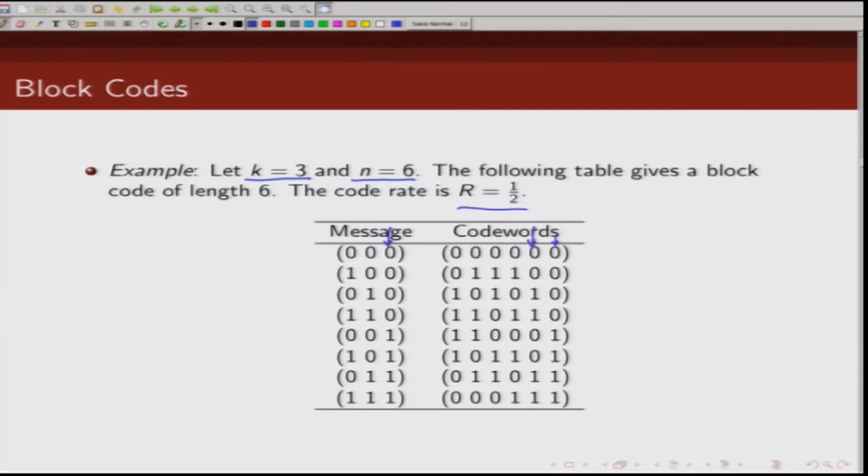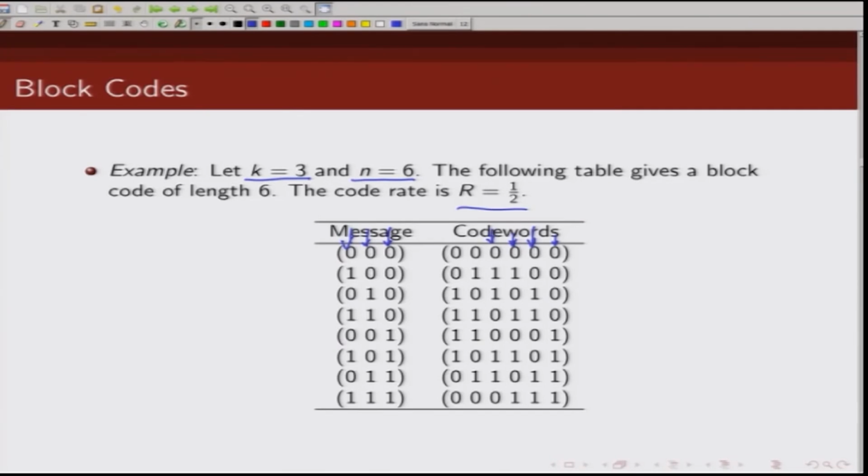Similarly, look at this one. This column is the same as this column, 0 0 1 1 0 0 1 1, and this column is the same as this column. So in other words, this bit of the code word is the same as this bit of the information sequence, this bit of the code word is the same as this bit of the information sequence, and this bit of the code word is the same as this bit of the information sequence. Now let us look at this one.